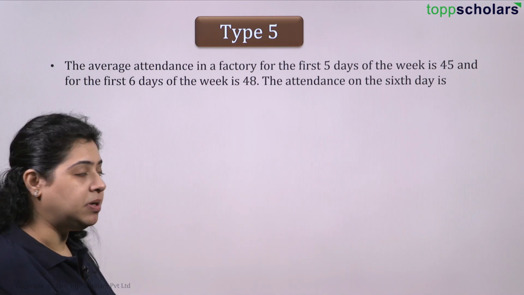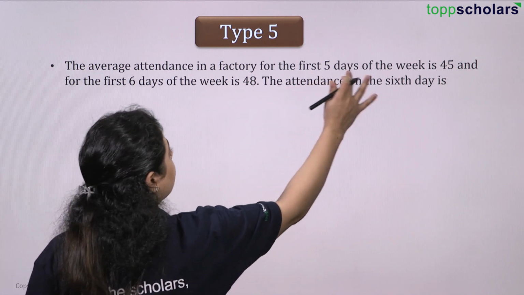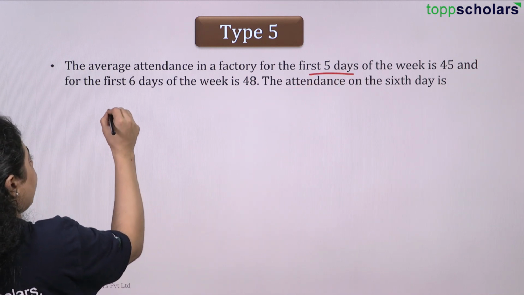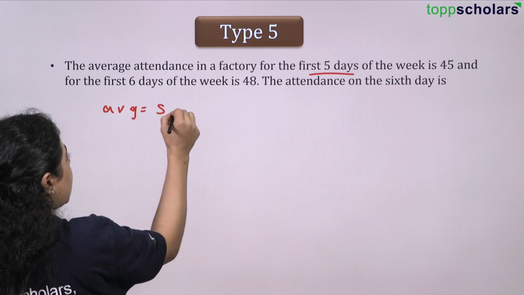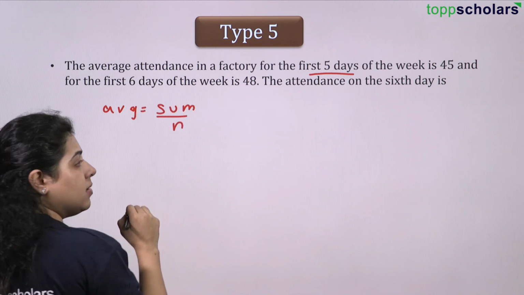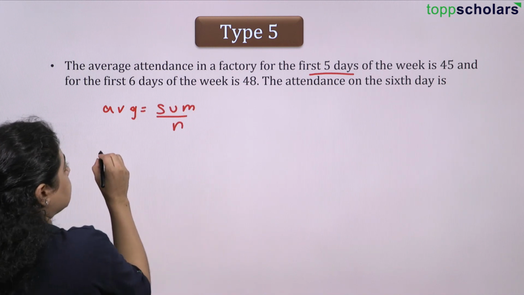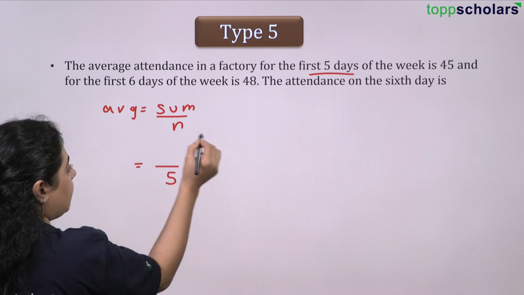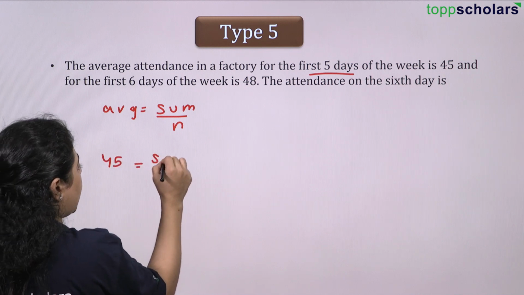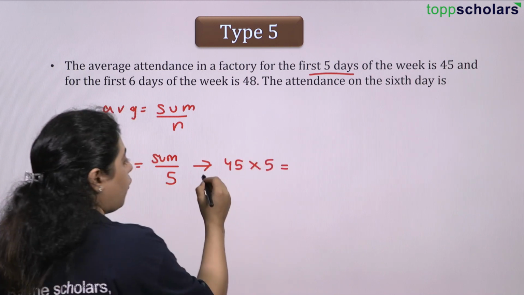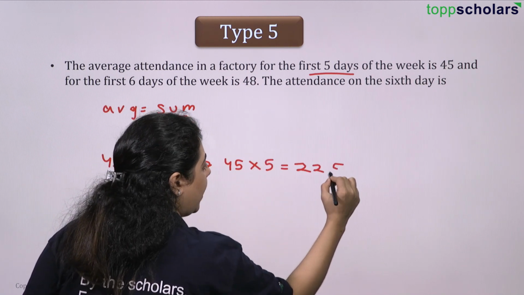Now again in simple terms, average attendance of 5 days. Average is equal to sum upon n. For 5 days, when n is 5, the average is 45. So the sum will be how much? It will be nothing but 45 into 5, which is 225.